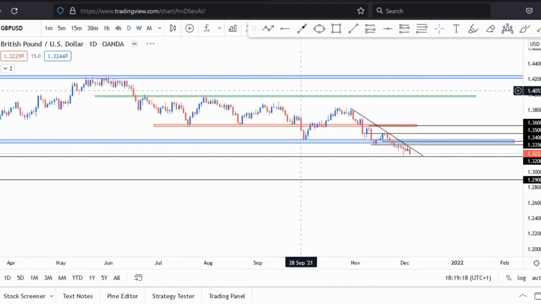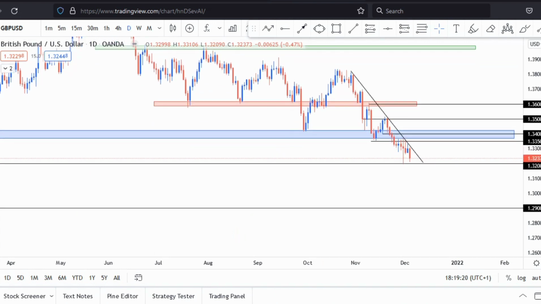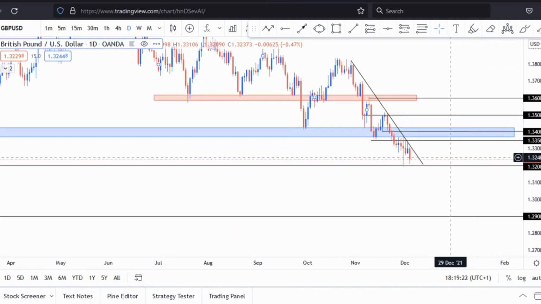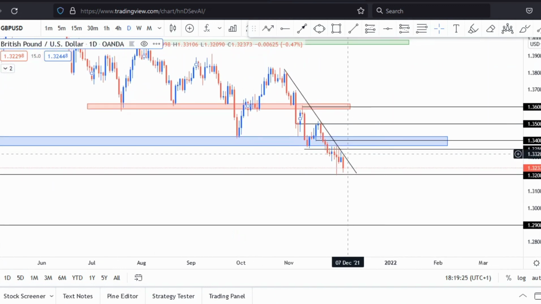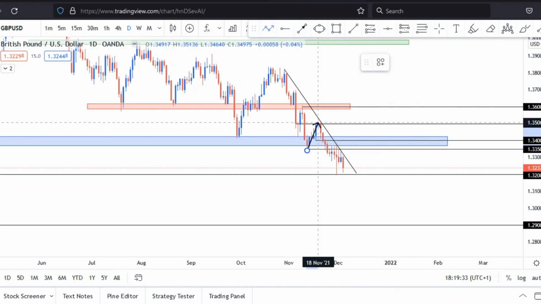If we go to the daily time frame, we can see what happened and how I was able to capitalize on the move. I was using this trend line as well as the psychological level, and I said that once price is able to break this psychological level of the 1.335 level, I'm waiting for a retest, and the retest happened and occurred around that area, which also coincided with the trend line, and I was able to take my move to the downside.